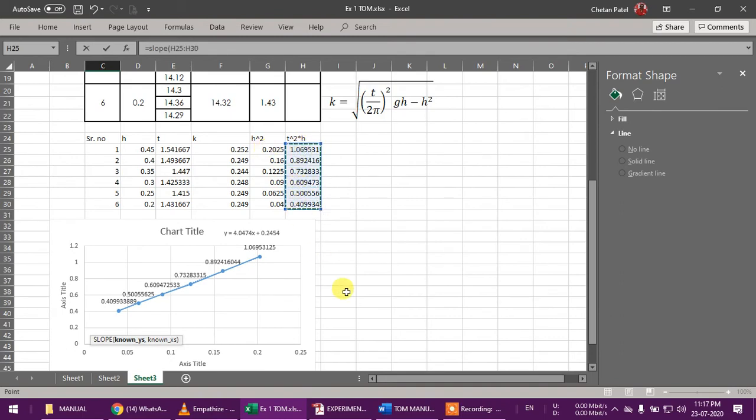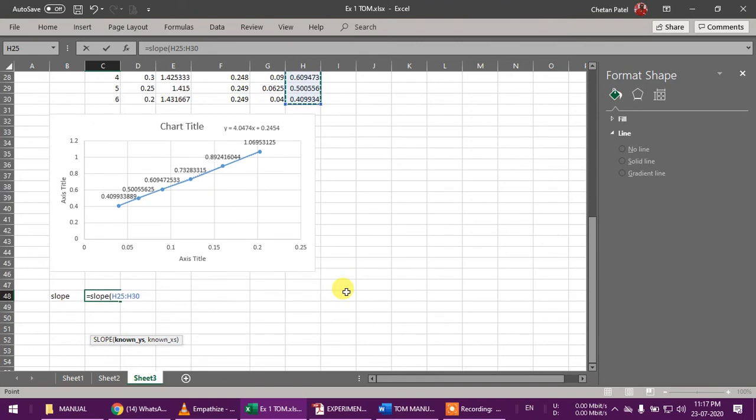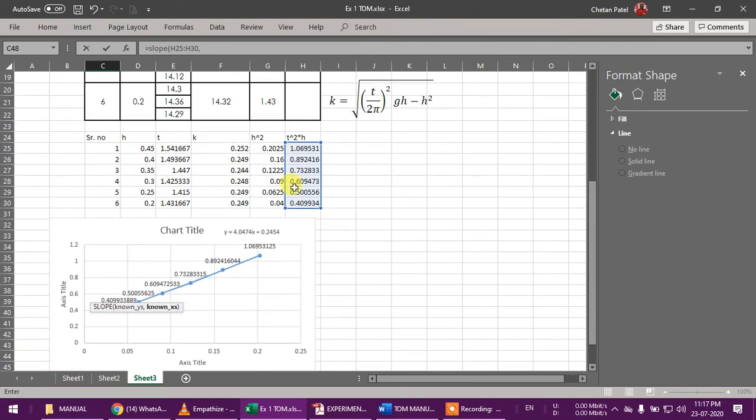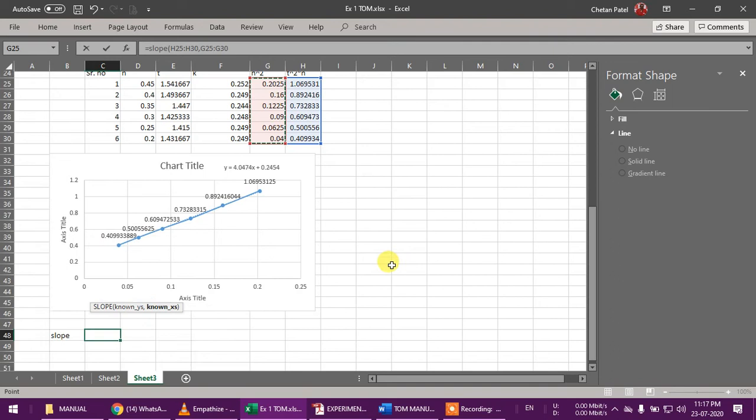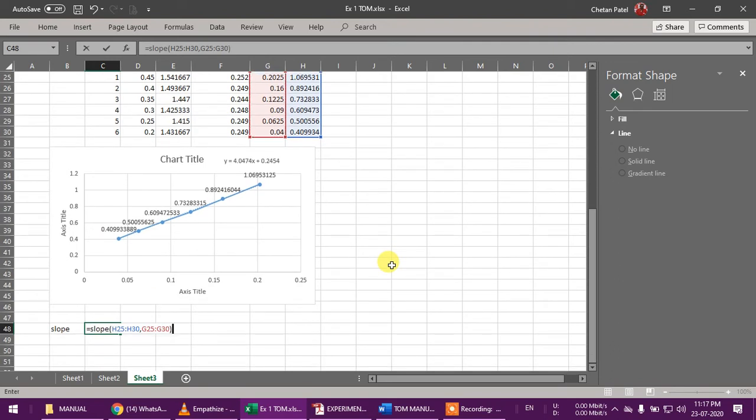We'll select that y value first, and then we'll put comma, and we'll select x values, and then we'll put the bracket over, and this will show us the slope which is exactly equal to this.